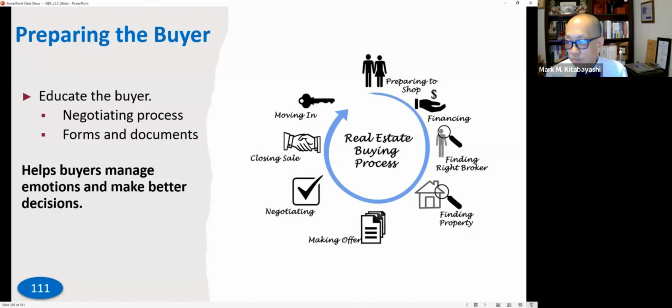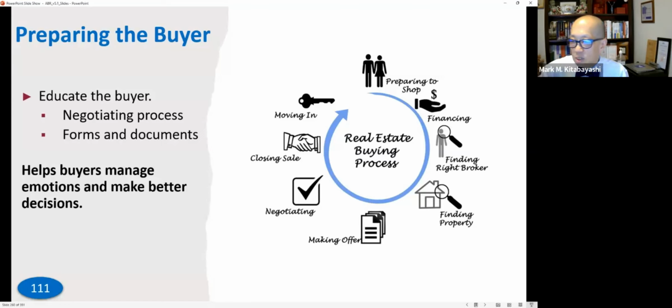Preparing the buyer. How does the buying process work? Educate the buyer on the negotiation process and which forms and documents you have to complete. Help the buyer manage emotion and make better decisions. Our job is not to get emotional with the buyer, but to stay professional and guide the buyer through it, so they are less stressed about buying a property.